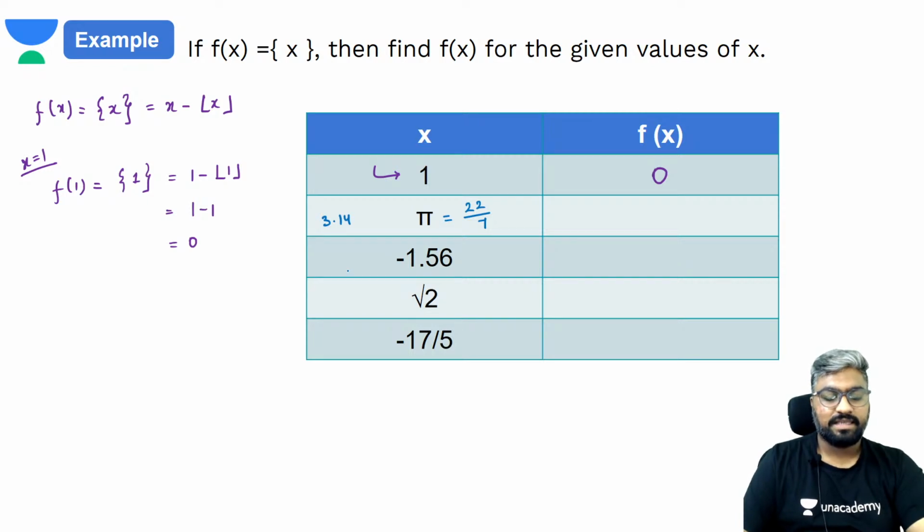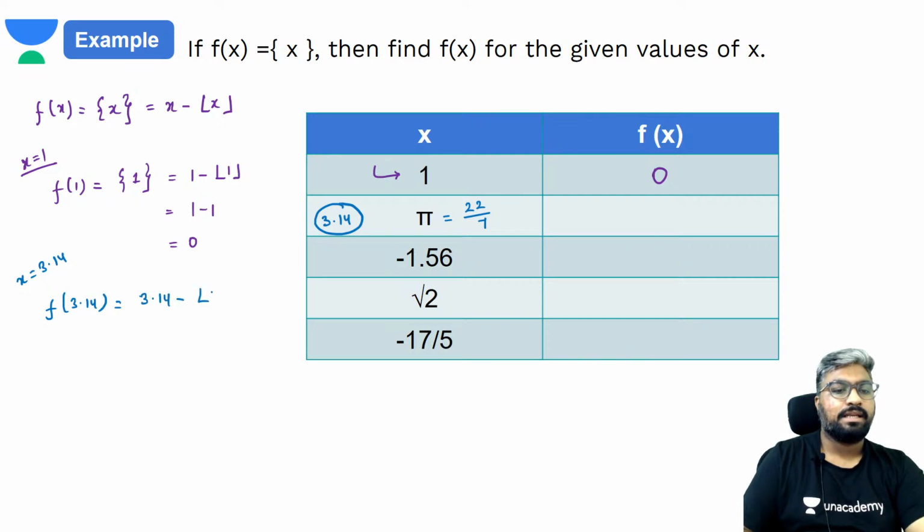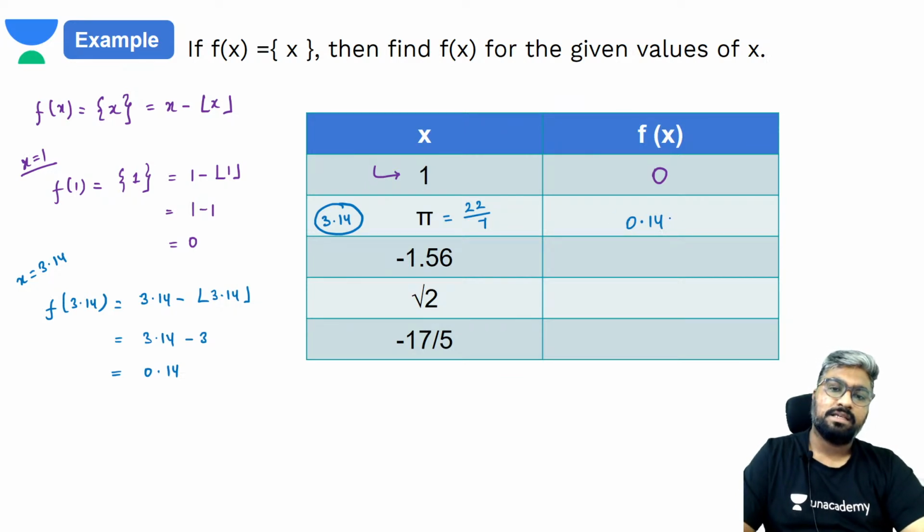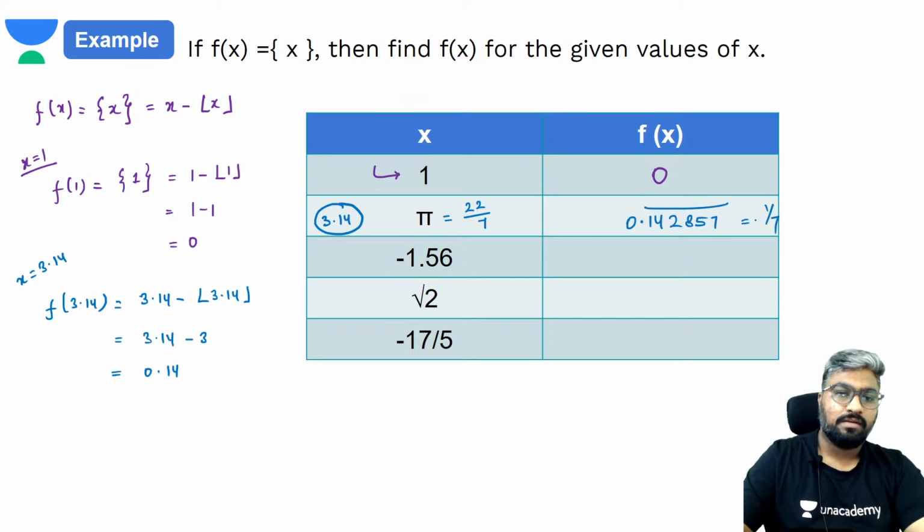Superb. Krishna says 1/7. Others? Let's assume it to be 3.14. Make it a little simple for us. So if x is 3.14, then f of 3.14 will be what? 3.14 minus greatest integer function of 3.14, which is 3.14 minus 3, that is 0.14. Got it? If you go precise, then it is 0.142857 bar, या 1/7, either which ways.